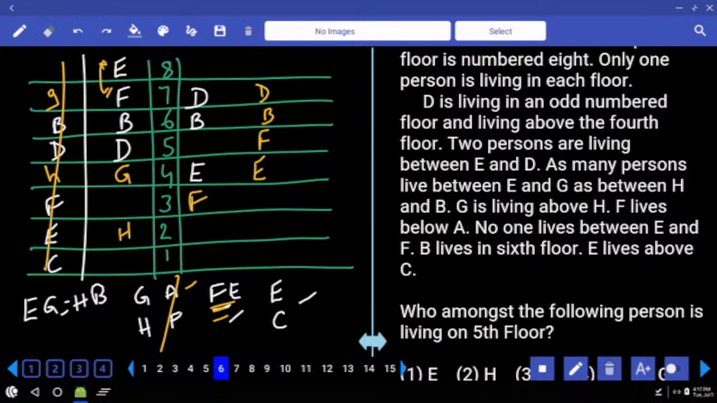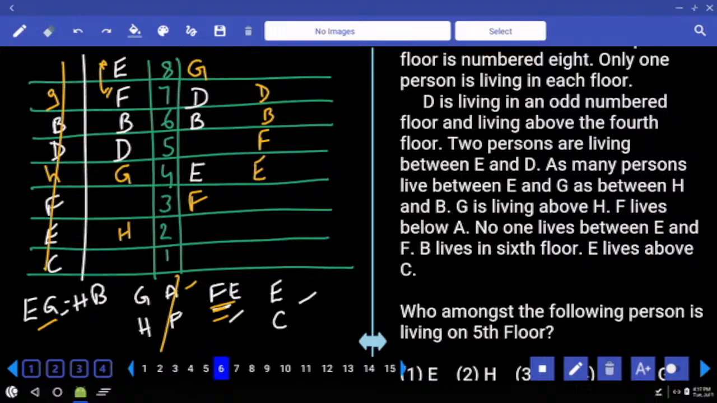Now E is above this C, then G is above this E and G. Now in between E and G, G is above this H. Now can you have G at this place, E and G? H and B are adjacent to each other, not possible. E and G adjacent and H and B adjacent, not possible. And G cannot be here, G is here.